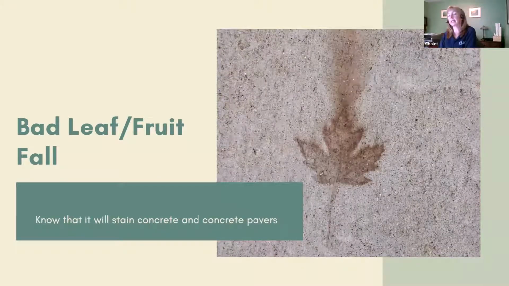And then know that some stain, right? So maples in particular will stain hardscapes and concrete pavers. So things like Unilock is a paver that's made from concrete, it's poured into a form. And maple leaves in particular can stain them. That's a little harder to avoid, right?